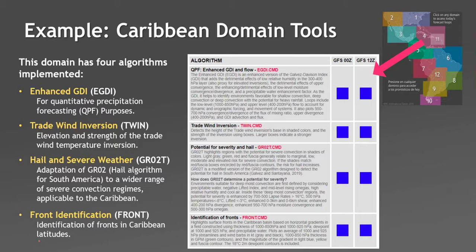All right, so this is an example of the Caribbean domain tools. For the Caribbean domain, where our work has a lot of impact, we have 4 tools available. We have the enhanced GDI, we have the trade wind inversion algorithm, we have the severe weather algorithm, and then we have the front, right? And as you can see, for example, we don't have the CAPI here. The CAPI is the Central Andes precipitation index, because it's not relevant, right? So the tools that are set for each domain will vary depending on applicability.